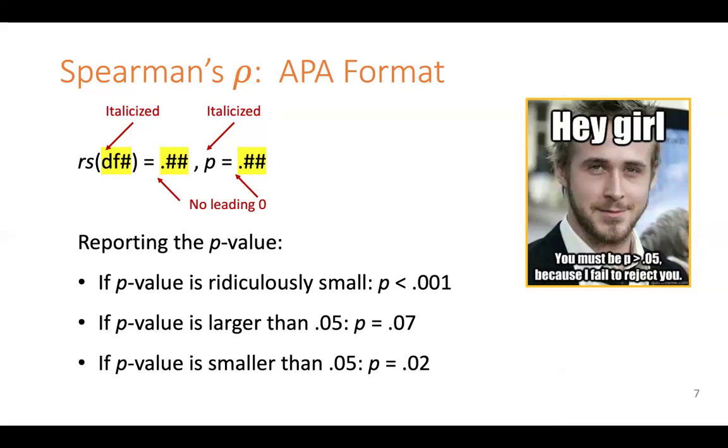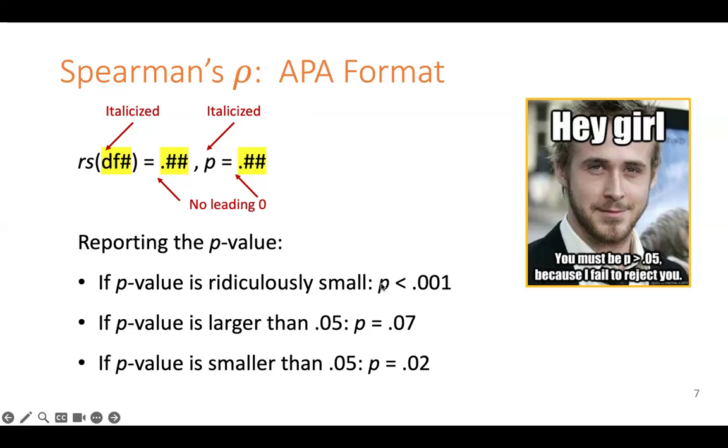should include. So for Spearman's rho, that's what this fancy looking little p is. That's the Greek symbol rho. And so for APA format, you would write rs in italics, and then inside your parentheses, you're going to use degrees of freedom, and then you'll say equals the actual r value, and then you'll report your p value and the actual number here.